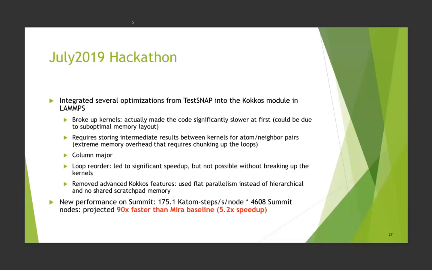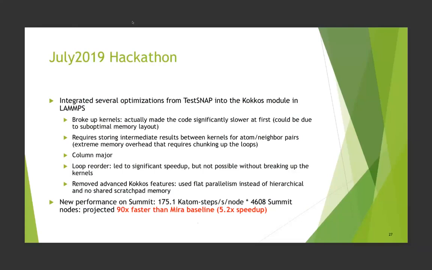And then we added the column major and the loop reorder. And finally, when we got to the loop reorder, we saw the significant speedup in LAMMPS Kokkos that we saw in TestSNAP. But it really wasn't possible to do this loop reorder without breaking up the kernels first. And in the process, we removed a lot of the advanced Kokkos features. So we replaced the hierarchical parallelism with flat parallelism, as well as collapsing some of the loops, and we got rid of the shared scratchpad memory.